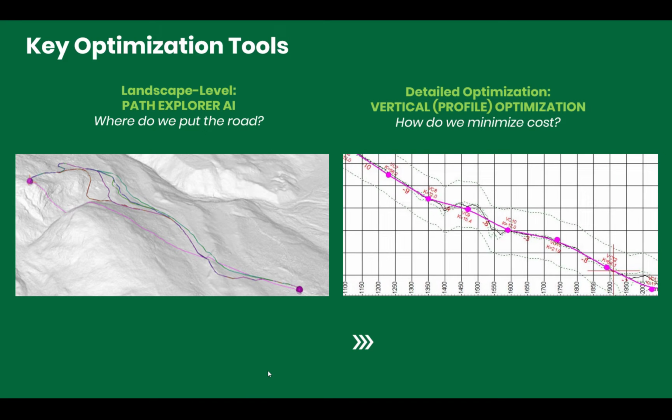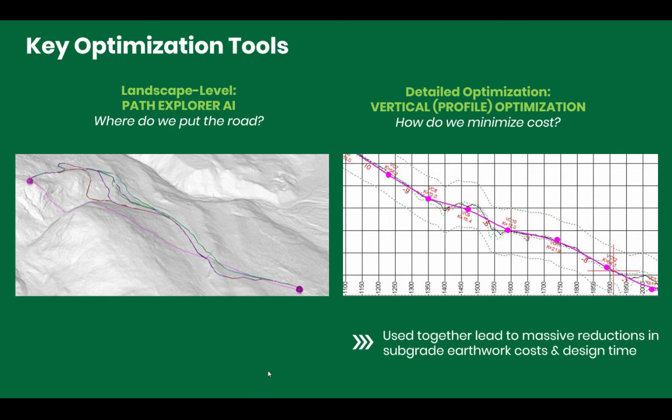From there, the second key optimization tool that we'll take a look at in this video is called Profile Optimization, which then goes even further and into more detail on the process of how we optimize cost. Specifically, how do we optimize the cutting and filling cost of the most expensive part of the road's construction, the subgrade. So in this video, we're going to take a look at both of these tools and really understand how they can be used together to lead to massive reductions in subgrade earthwork costs, as well as design time.